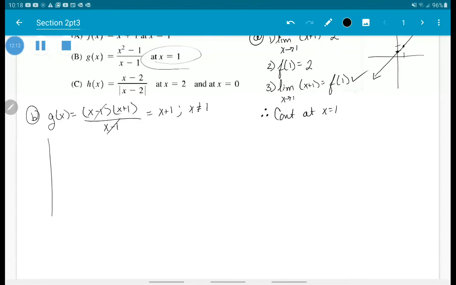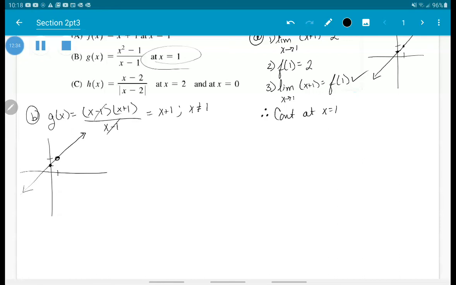So this function, if we were to graph it, has a y-intercept of 1, and then we're going to move up 1 over 1. So it would look like this, but there's going to be a hole at x equals 1. So instead of a solid dot here, we actually need an open circle there to show that hole.